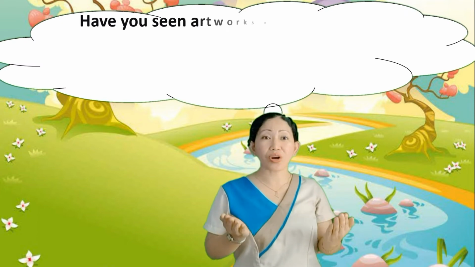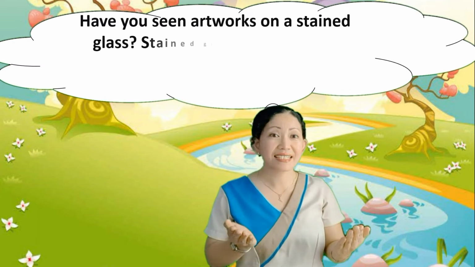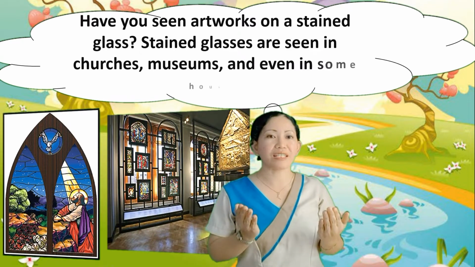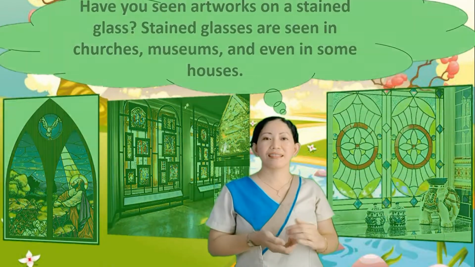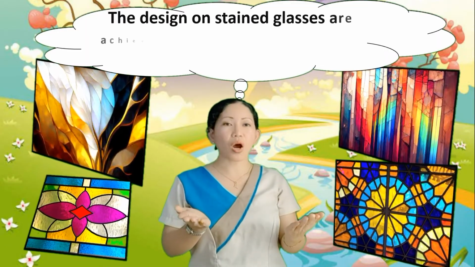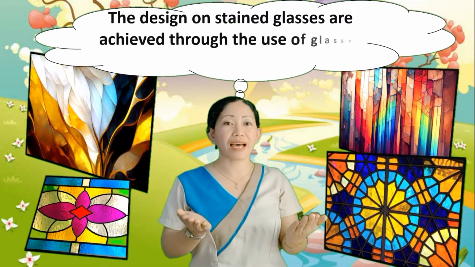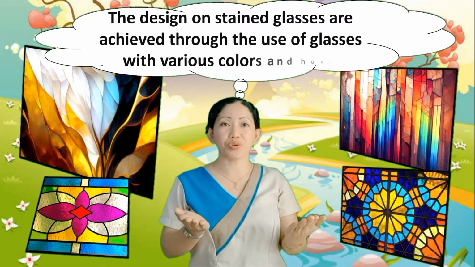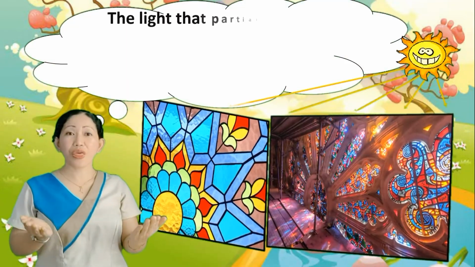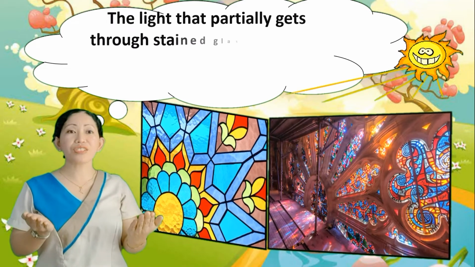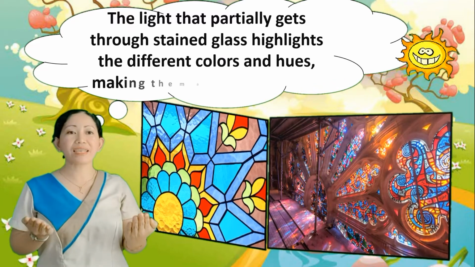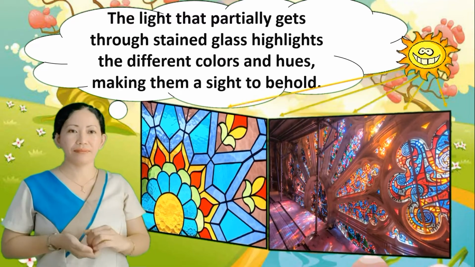Have you seen artworks on a stained glass? Stained glasses are seen in churches, museums, and even in some houses. The designs on stained glasses are achieved through the use of glasses with various colors and hues. The light that partially gets through stained glass highlights the different colors and hues, making them a sight to behold.